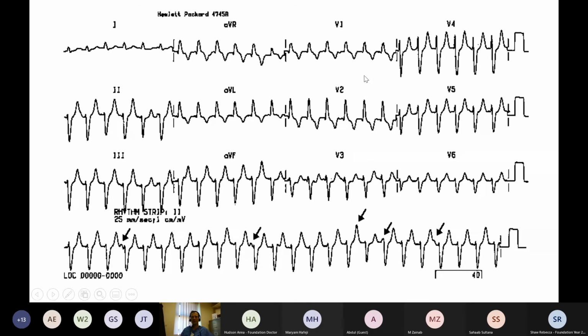So can you see that there is quite nice narrow QRS? Can't possibly be a VT with a narrow QRS like that, can it? Is it typical or atypical right bundle branch block? Can you see an RSR pattern in V1 and an S wave in V6? So I think if you look, there is no RSR pattern, there's just an R.